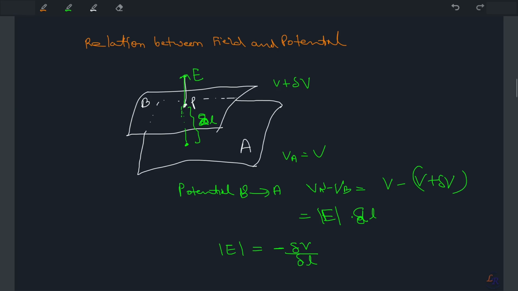What it means is that, since it is coming out negative, in the direction of electric field the potential decreases. It means that the electric field direction is the direction in which the potential decreases steepest. So that's one point you get from this observation. You can write it as the modulus of dV upon dl, if you want to write it in the form of plus.